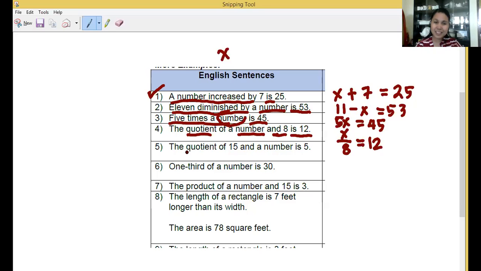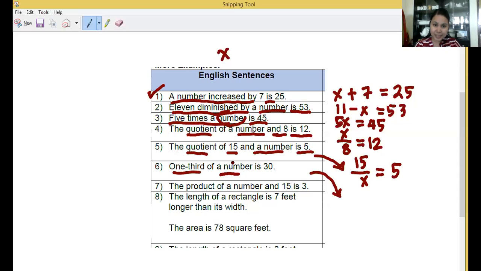Next, number 5. The quotient, still under division. The quotient of 15 and a number. So 15 over x is 5 equals 5. Next, number 6. We say 1/3 of a number. A number is x again. So we have 1/3 of x is 30 equals 30.